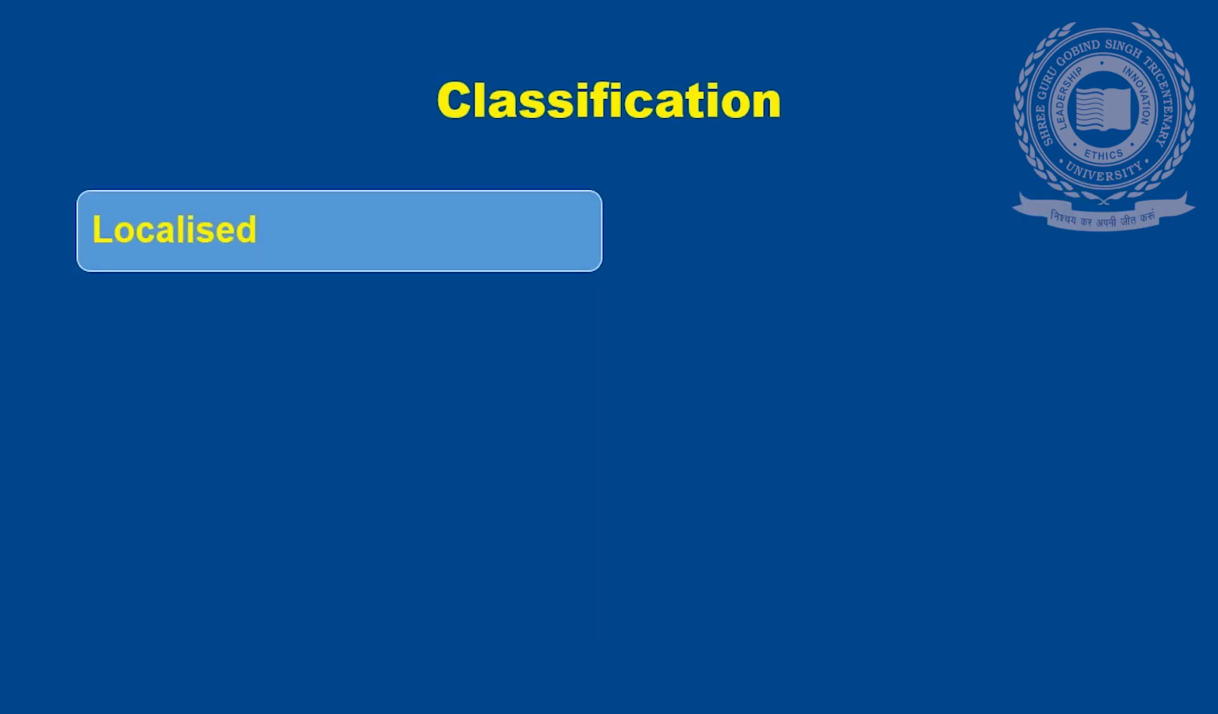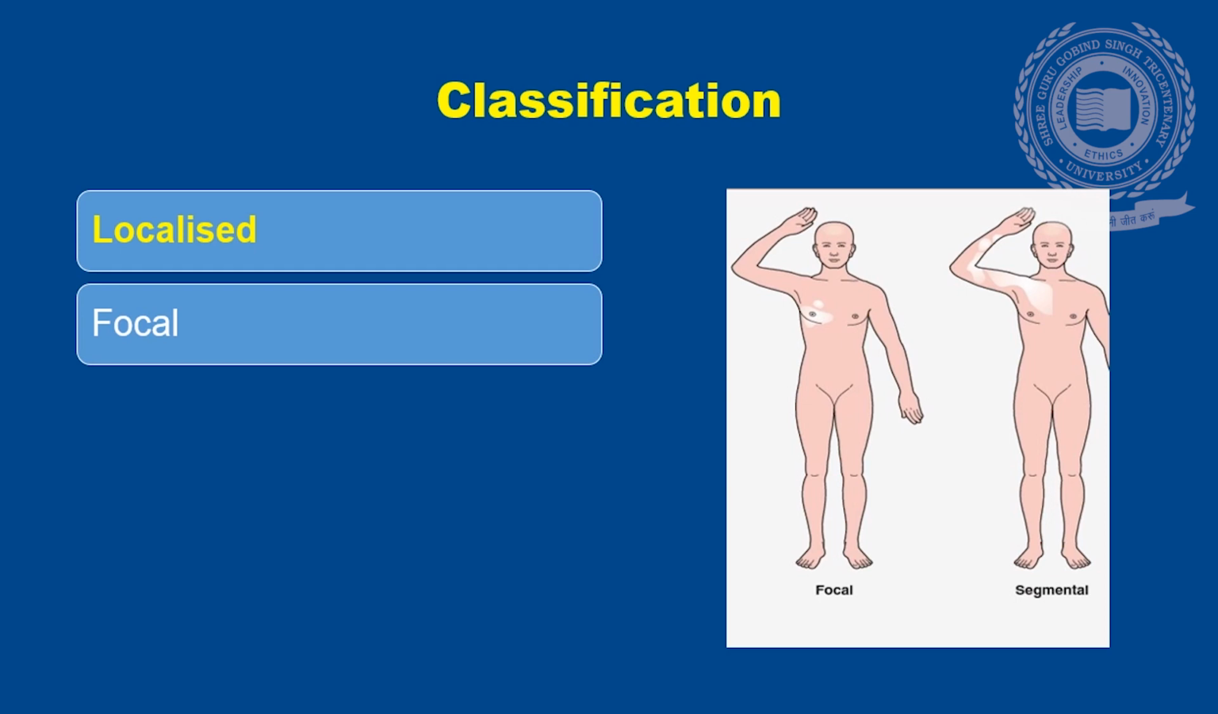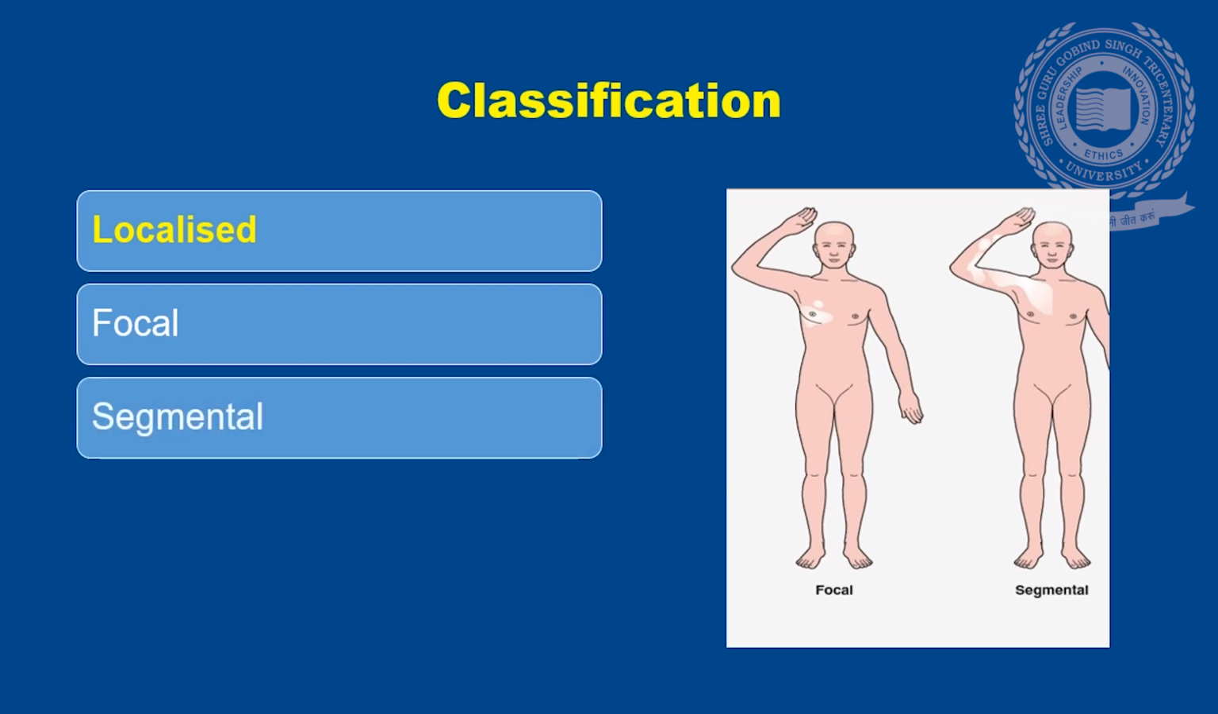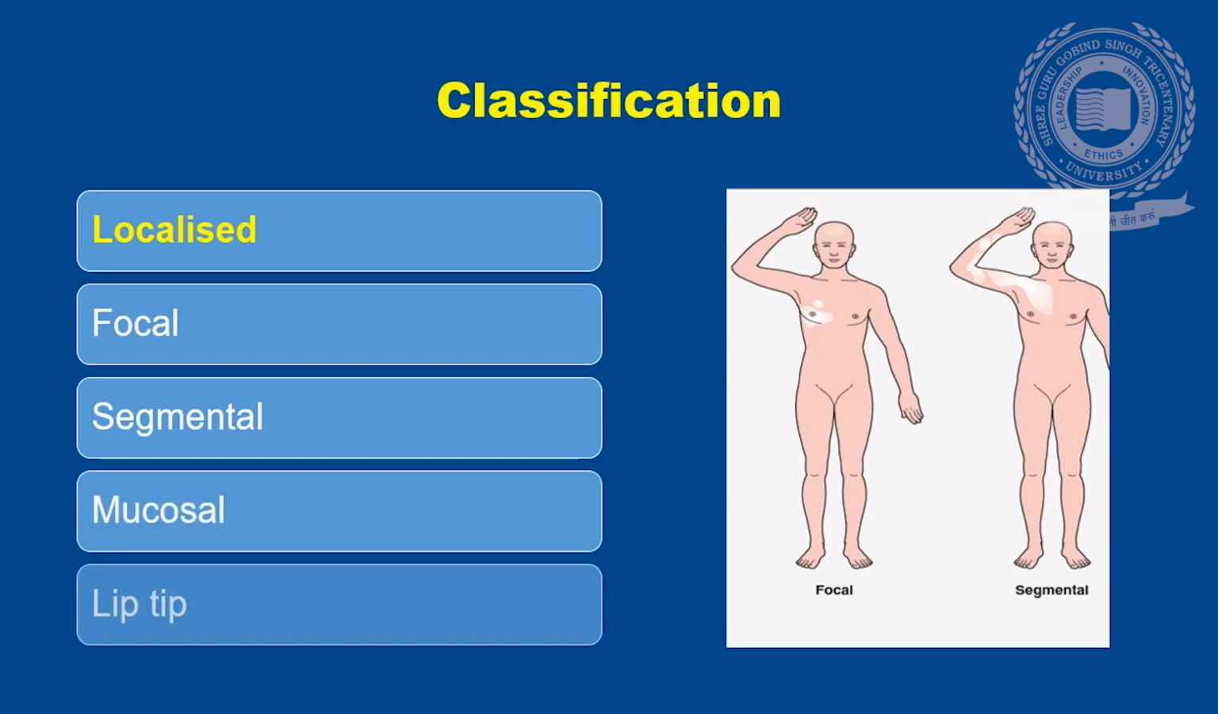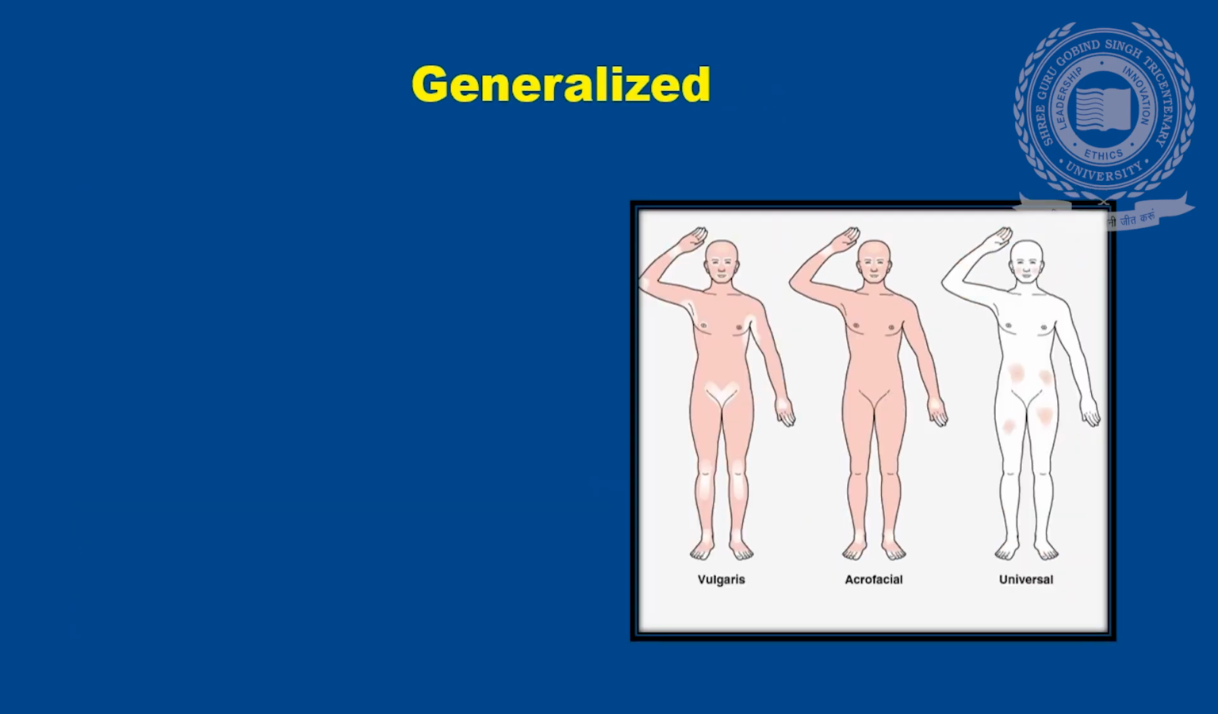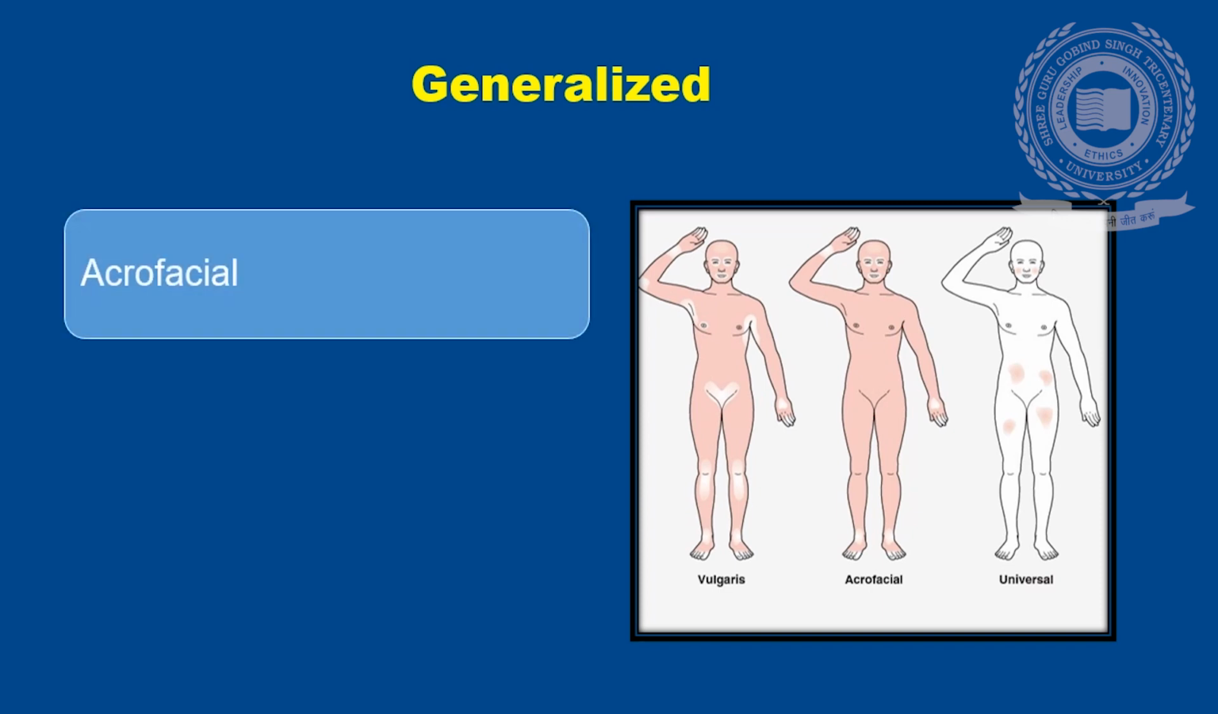Now, coming to the classification of vitiligo. The vitiligo can be localized, in which the various subtypes include focal, segmental, mucosal, and lip tip. Vitiligo can be generalized, in which the various subtypes include acrofacial, in which the lesions are present in the acral areas of the body, for example the tips of the fingers, and the facial areas such as the lip tips and around the eyelids.